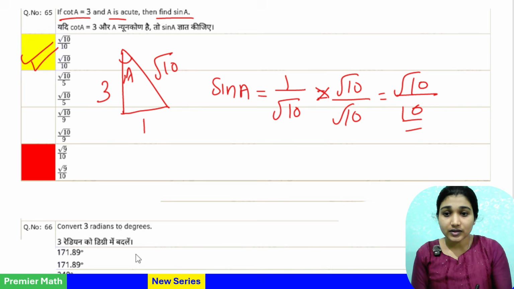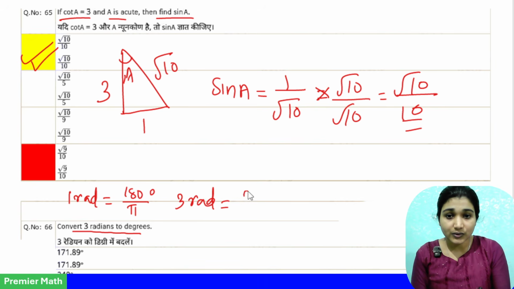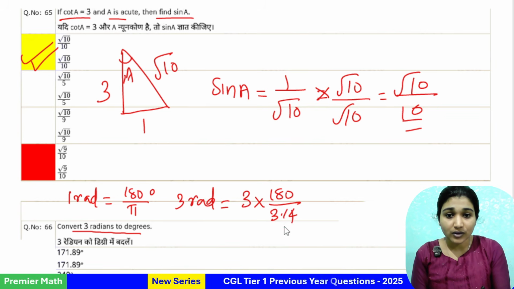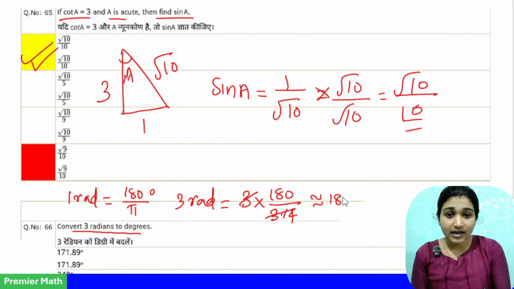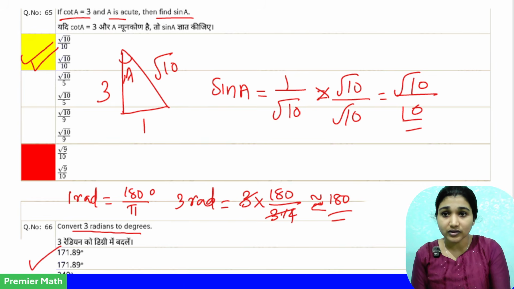And here convert 3 radians to degrees. 1 radian is equal to 180 by pi. Then 3 radian is equal to 3 into 180 by pi. Pi means 3.14. So here, if you look, this is less than 180 and nearest to 180. So nearest to 180 and less than 180 is only option 1.